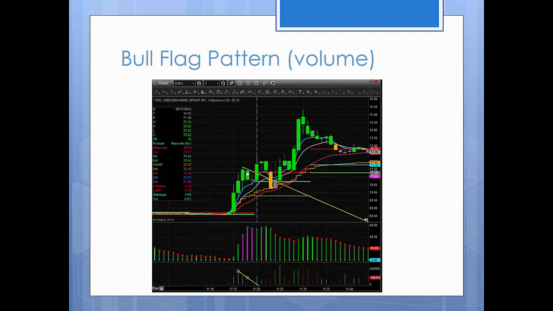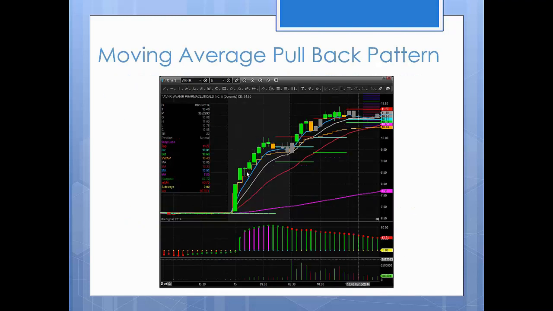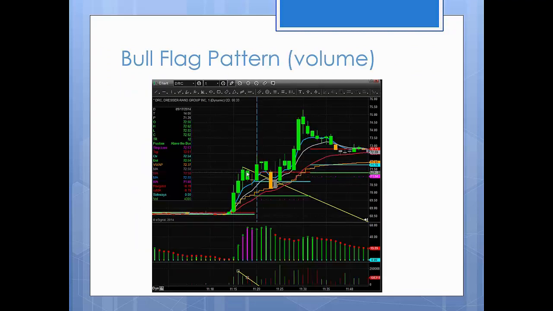Here's another bull flag. Pop. Oops. What did I do? Okay, here's another bull flag. Pop up, a little bit of pullback, and then another move. This one ended up being a fairly small move here. Pops up to, let's see, 71 something.